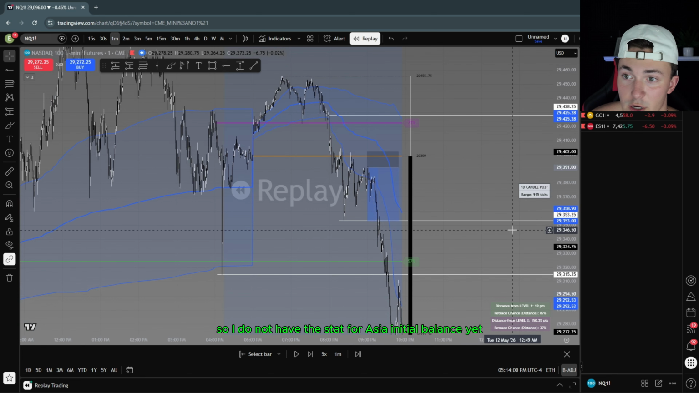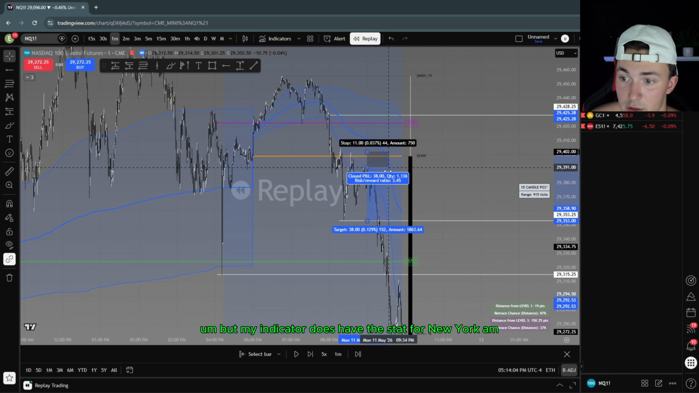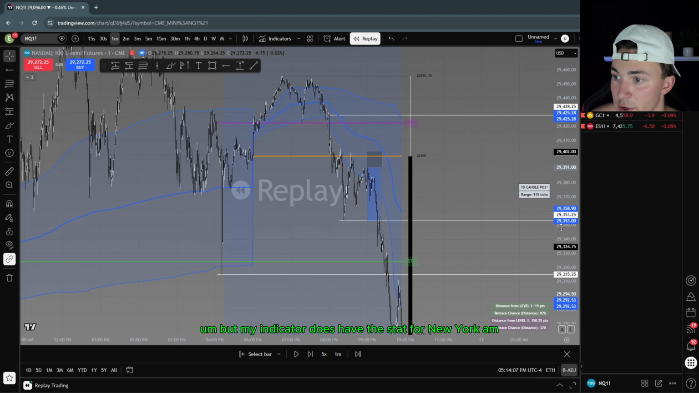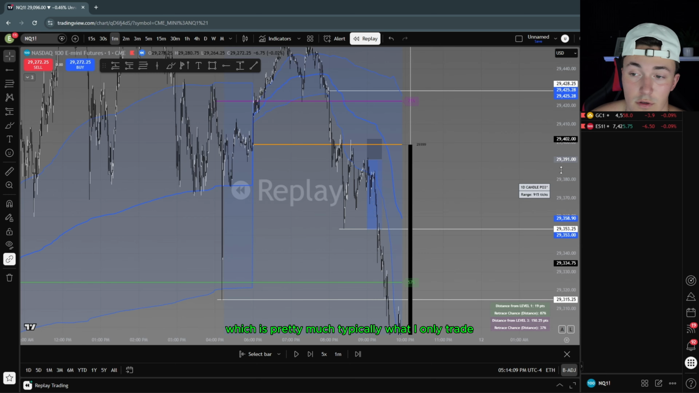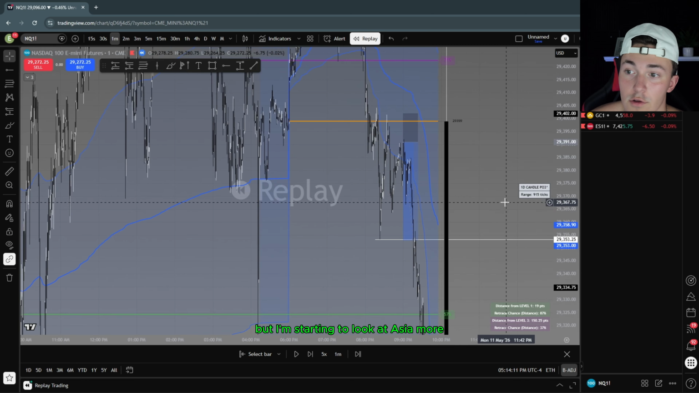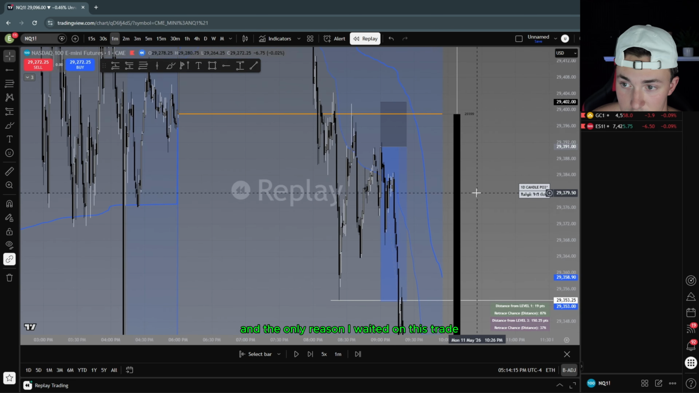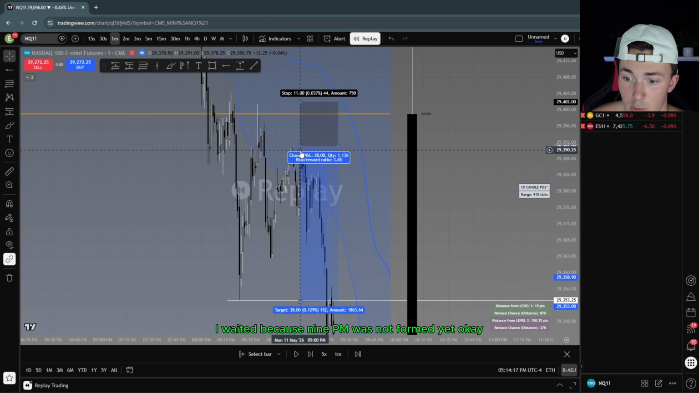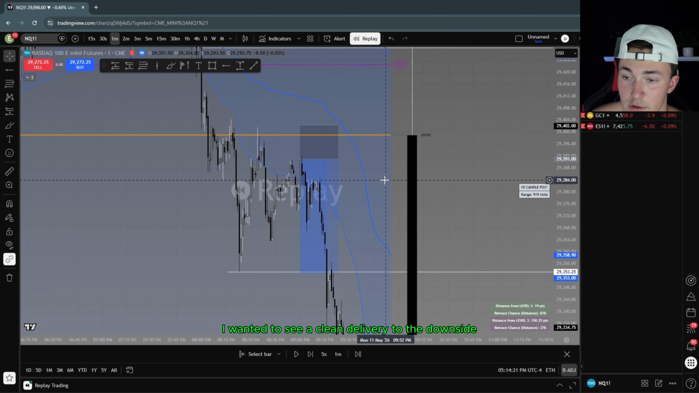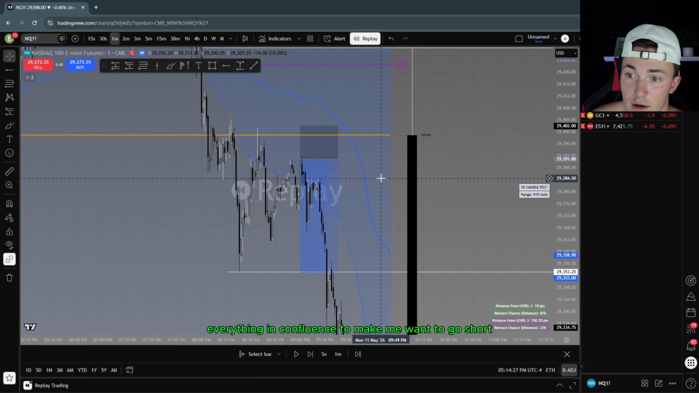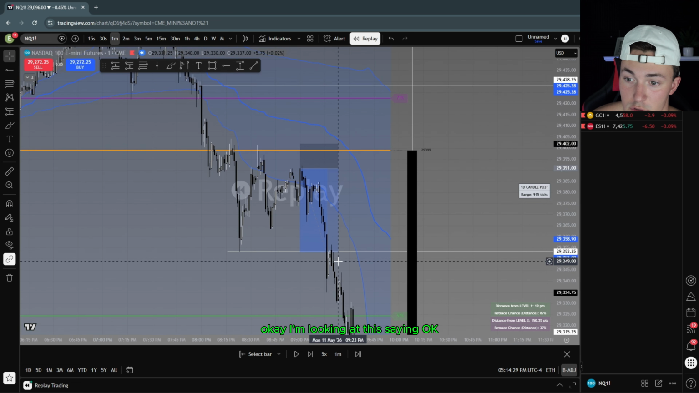So I do not have the stat for Asia initial balance yet, but my indicator does have the stat for New York AM, which is pretty much typically what I only trade. But I'm starting to look at Asia more, and it's pretty clean. And the only reason I waited on this trade, let me go over this a little bit, I waited because 9 p.m. was not formed yet, okay? I wanted to see a clean delivery to the downside. I wanted to see a better entry for myself, and I wanted to see everything in confluence to make me want to go short, okay?